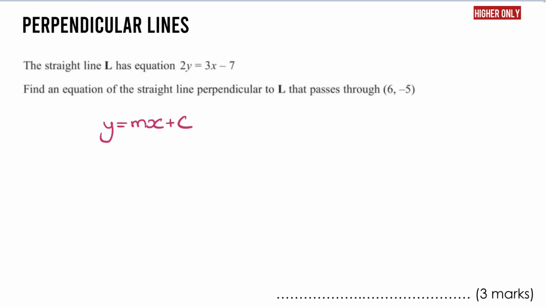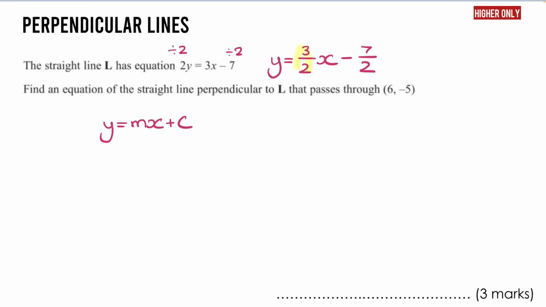So here we're going to look at this straight line equation. We want it in the form y equals mx plus c. To get it into that form, we'd need to divide both sides by 2, and that gives us 1y is equal to 3 over 2x minus 7 over 2.